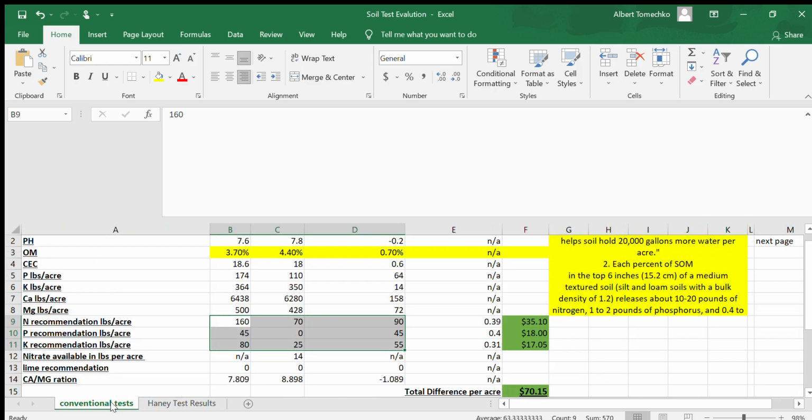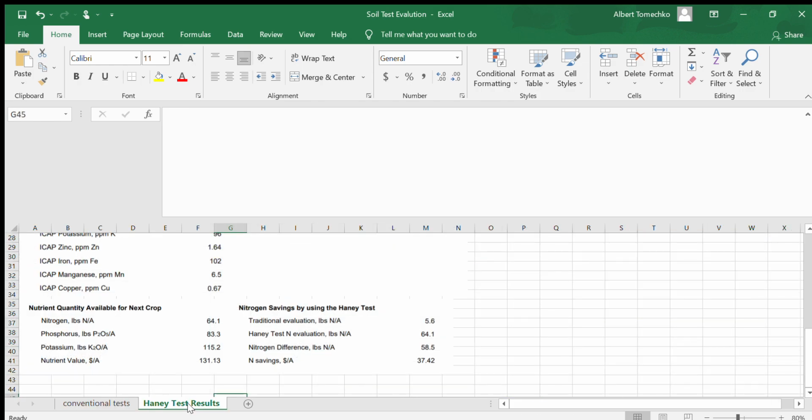Potassium, similarly, this said 80. This test came back as 25. So again, there was a difference there of 55 pounds per acre. This is telling me I have 115 pounds bioavailable. So again, that's a significant amount in the soil, far greater than what is recommended by the other tests. So I feel very confident in not needing to add the potassium. So this comes down to nitrogen.